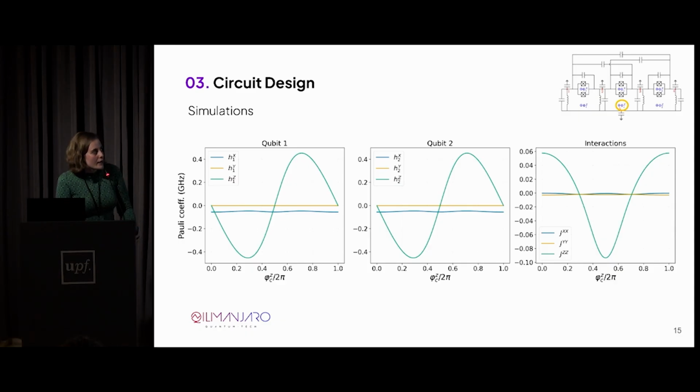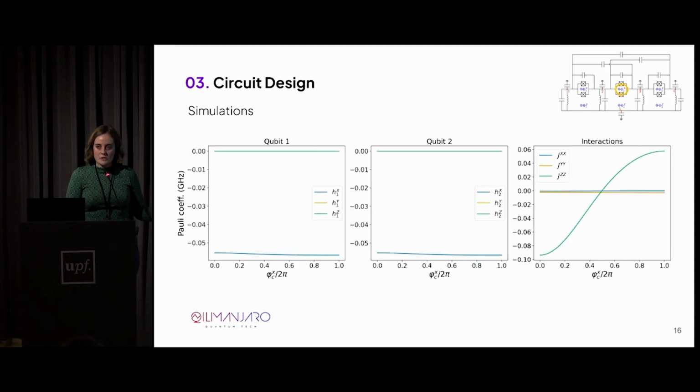And this is actually why we decided to include this squid loop in the coupler, because what you can do then is to fix the flux on the main loop of the coupler and tune the strength just by threading flux in the squid. And we are able to achieve the same range of tunability, and the qubits remain almost constant, they don't move, which is the purpose of this loop.